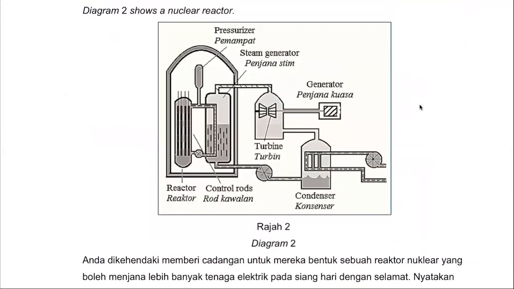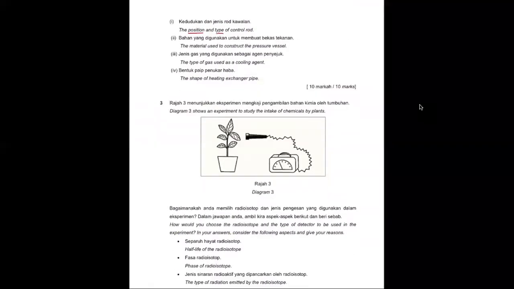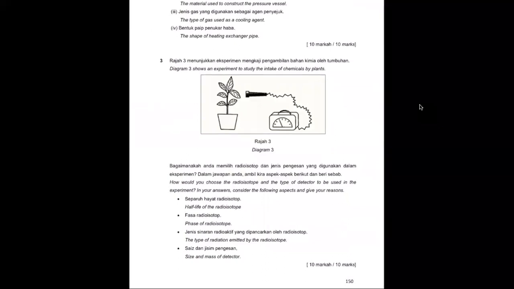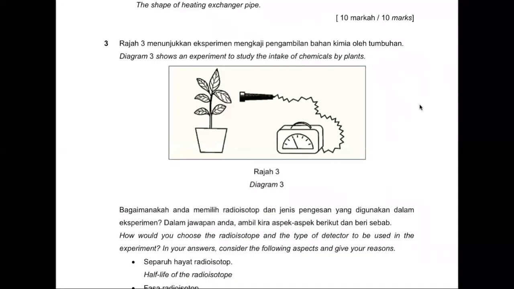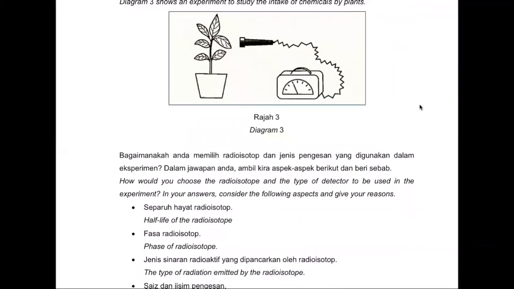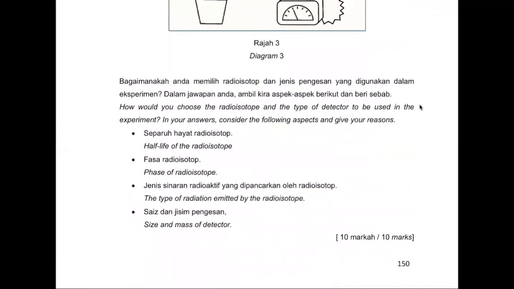Second last question. Okay, this one is number 3. Diagram 3 shows an experiment to study the intake of chemicals by plants. How would you choose the radioisotope and the type of detector to be used in the experiment? In your answers, consider the following aspects and give your reason. So you are given 4 aspects here. Actually, there are 5.